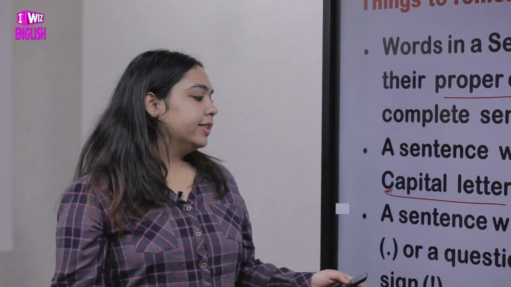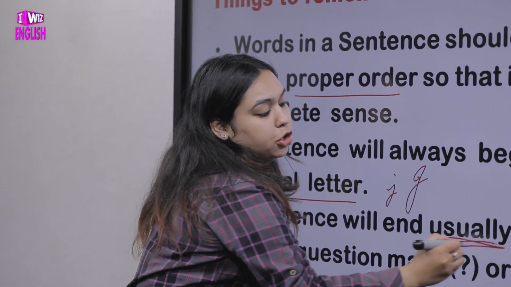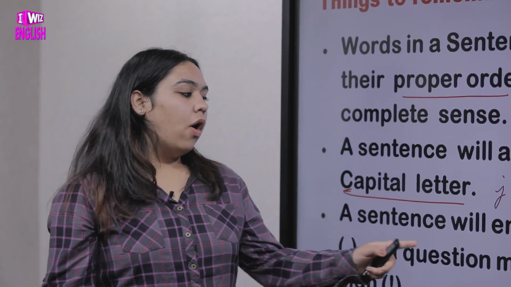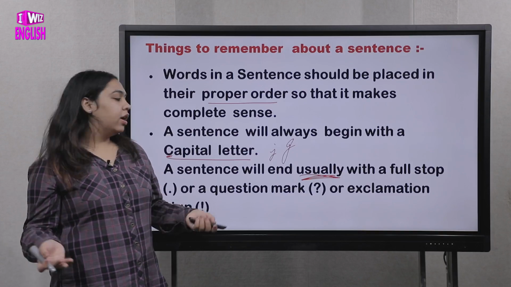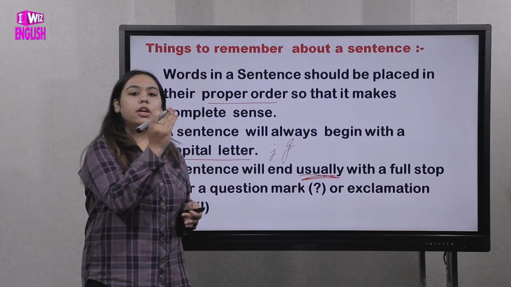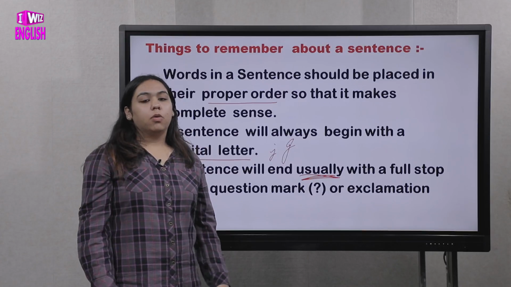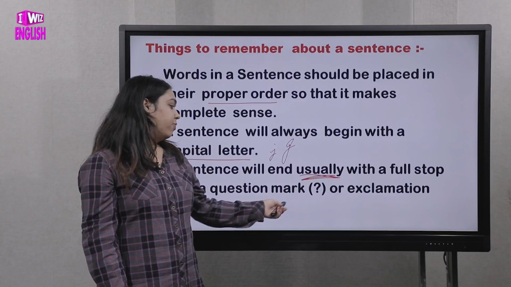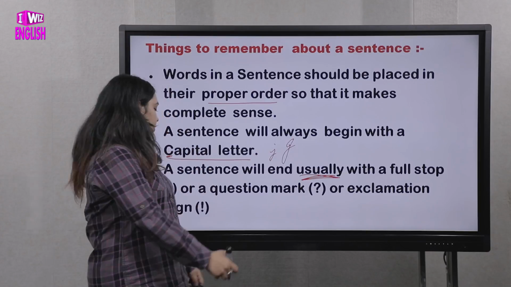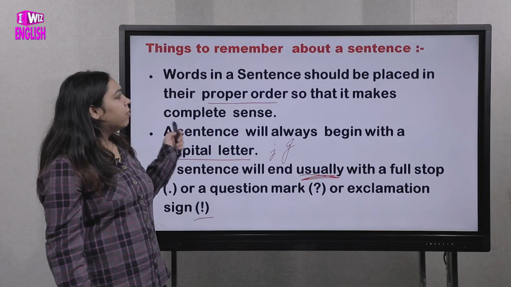Now the third point is a sentence will usually end with a full stop or a question mark or an exclamation sign. Why have I written usually? Usually means ज़्यादातर हम एक sentence को end करेंगे full stop के साथ. But what if I'm asking you a question, like, what is your name? I will not put a full stop. Rather, I will put a question mark. What a beautiful day it is. I will put an exclamation sign. Yes? I hope you remember these points.